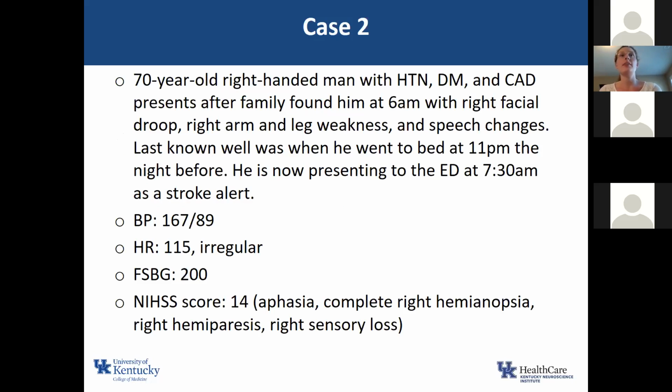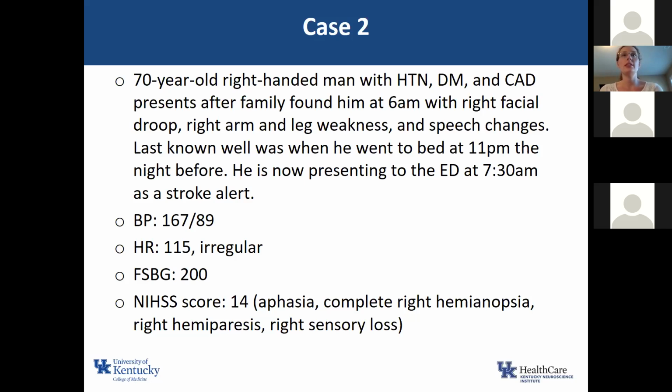Next case is a 70-year-old right-handed man with hypertension, diabetes, and coronary artery disease. His family found him down at 6 a.m. with right facial droop, right arm and leg weakness, and speech changes. His last known well, unfortunately, was at 11 p.m. when they put him to bed the night before. He's coming into the ER at 7:30 in the morning as a stroke alert. So he's well outside the 4.5 hours.